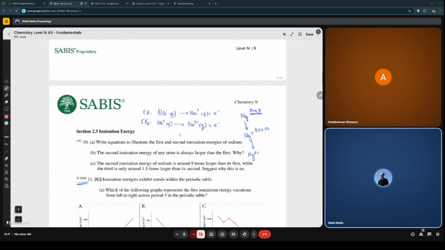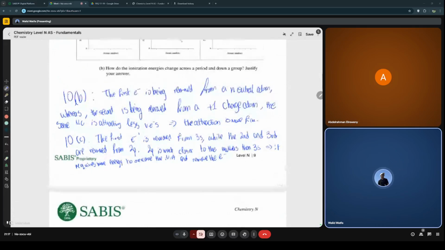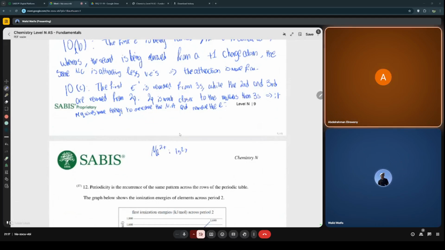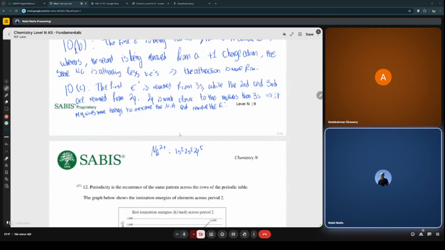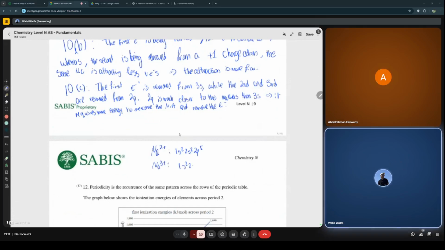So they asked us 2 questions. They told us that the second one is 9 times larger than the first. Then they said the third one is 1.5 times larger than the second. Right now we just explained the 9 times. Now explain why IE2 and IE3 are not so different. IE2 and IE3 means you go from Na2+, which is 1s2 2s2 2p5, to Na3+, which is 1s2 2s2 2p4.